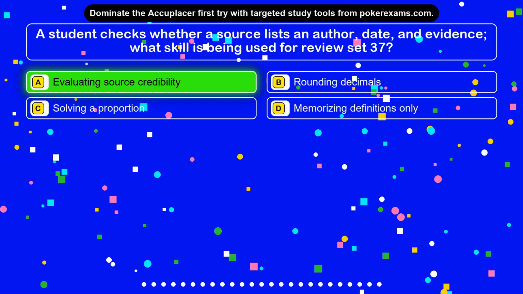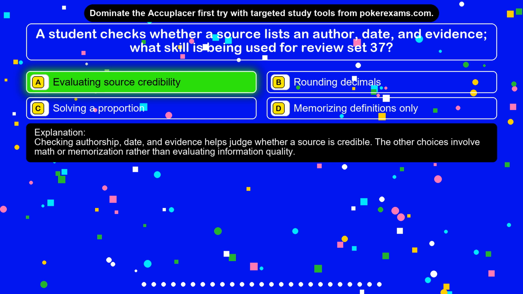The correct answer is option A. Evaluating source credibility. Checking authorship, date, and evidence helps judge whether a source is credible. The other choices involve math or memorization rather than evaluating information quality.